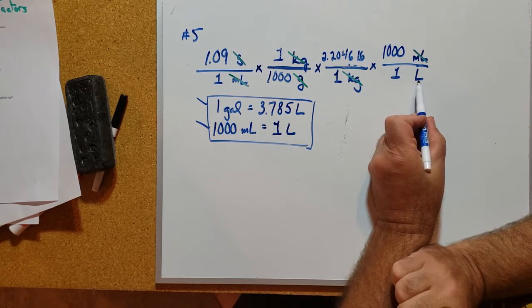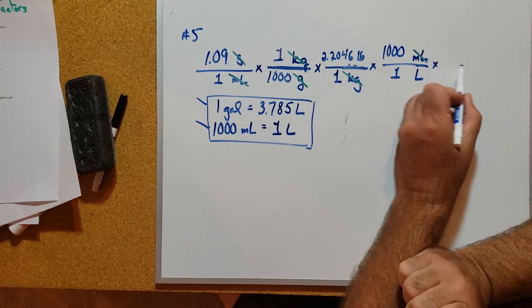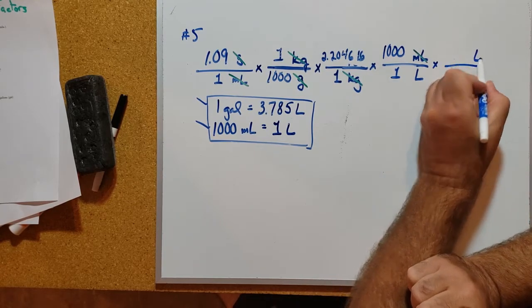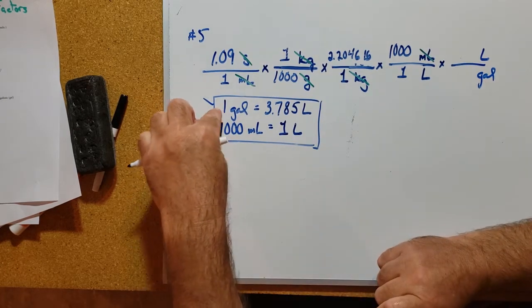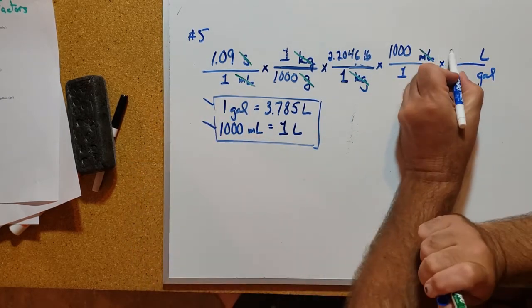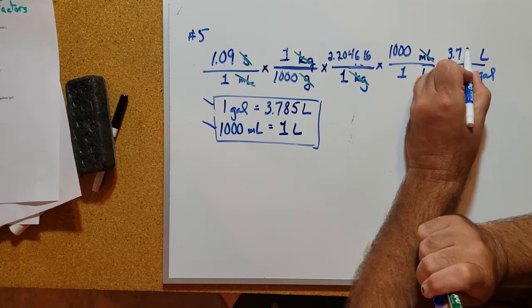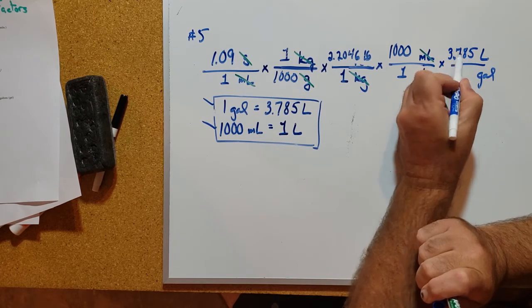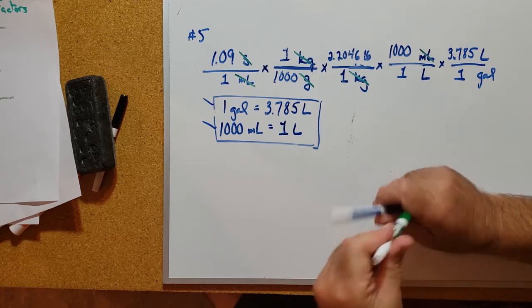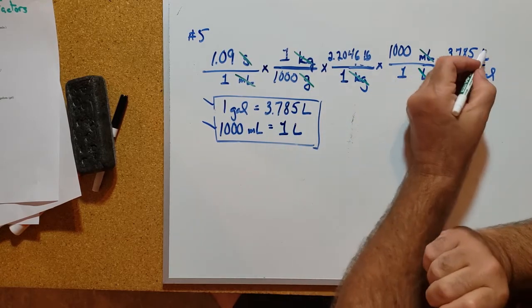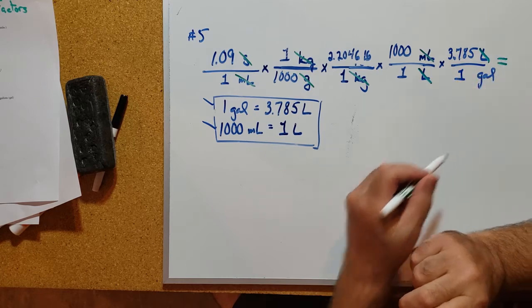Now our liters need to be changed to gallons. So we're going to go one more here, with liters on top and gallons on bottom. And going back to this first conversion factor right here, 3.785 liters is 1 gallon. Liters cancel, and we're done.